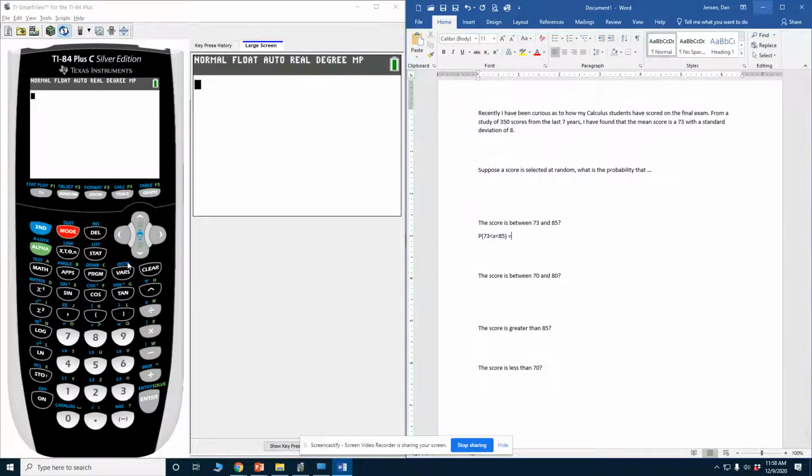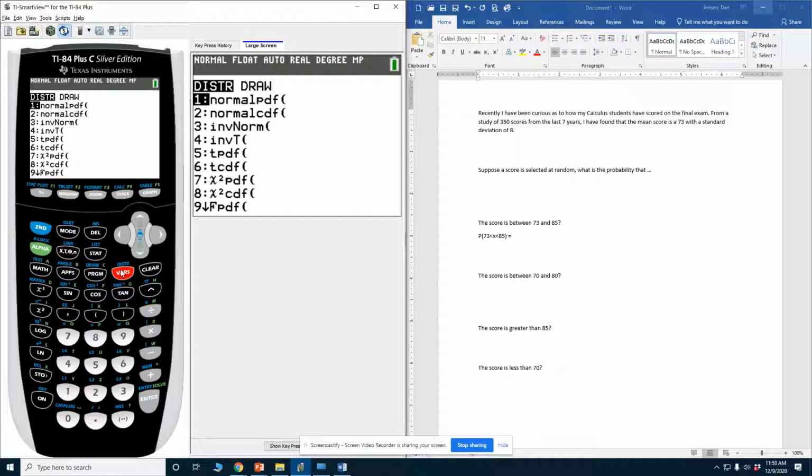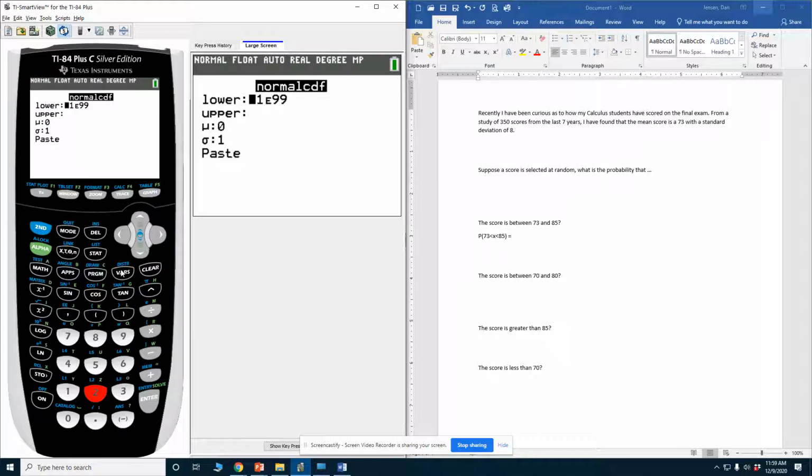So what I'm going to do on the graphing calculator, we've used second vars or second distribution. We use this same button to go down to option A and B for binomial PDF and binomial CDF. We're going to go back to second distribution here, and we're going to look at normal PDF and normal CDF. We're going to use the normal CDF. Normal cumulative distribution function.